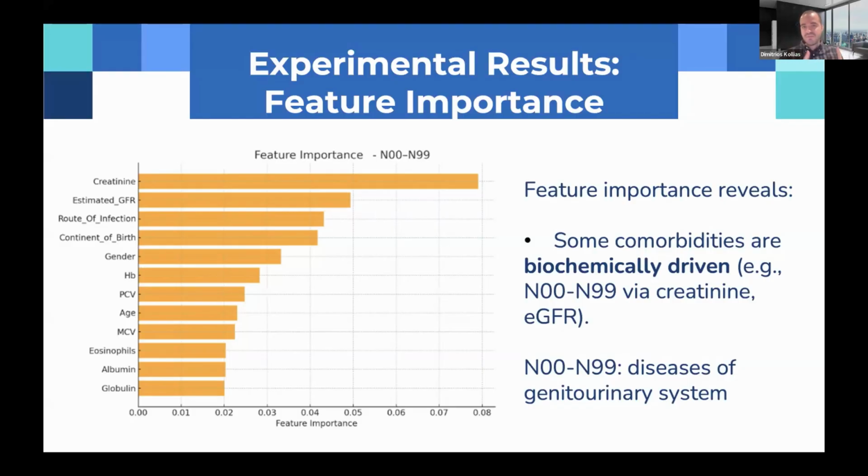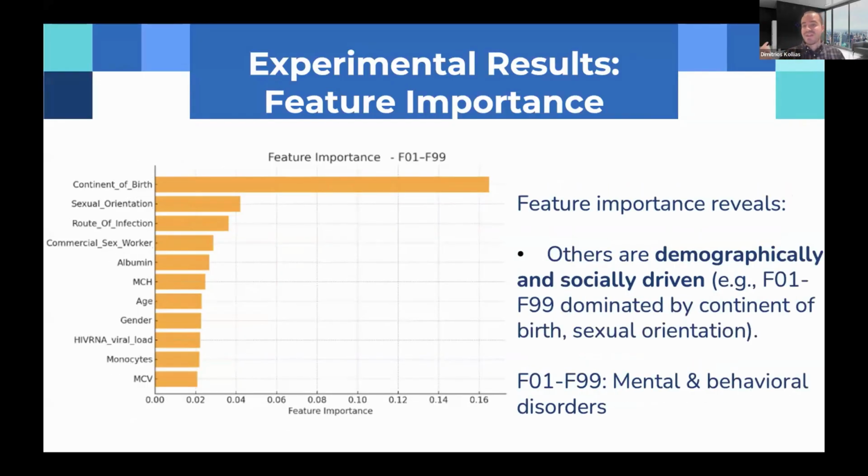So the first observation from the feature importance is that some comorbidities are biochemically driven. Another observation is that some others are demographically and socially driven. This means that the most important features are the demographic ones that have to do with gender, age, and the continent of birth. Here I'm just showing you one example, the category F01 to F99, which has to do with mental and behavioral disorders.